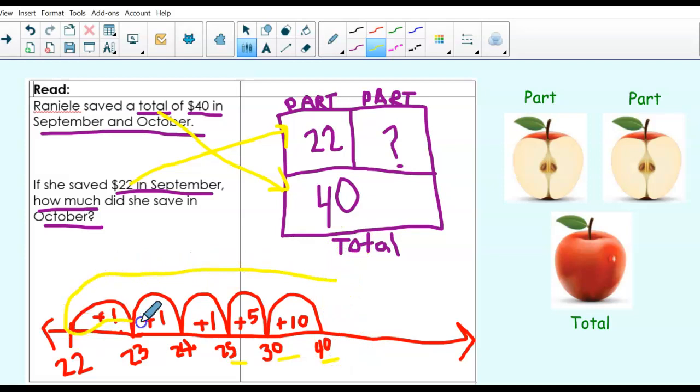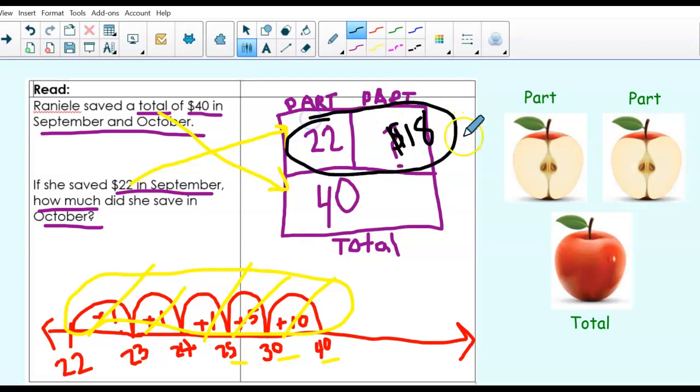Now, remember, we have to count our skip jumps to see what our answer is, starting with our larger number. Here we go. Help me count. 10, 15, 16, 17, 18. Your answer, boys and girls, should be $18. She saved $18 in October. Remember, you can check your own answer by adding up the top two numbers to see if they are the same as the total. And they are.